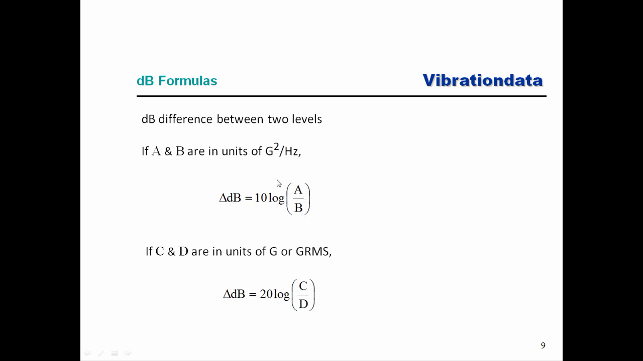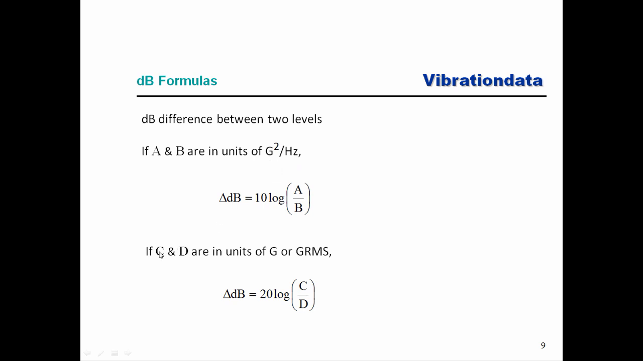And what's interesting about these sorts of logarithmic calculations, if A is greater than B, then this is going to be a positive decibel value. But if we switch those around, it's going to be the same number, only the polarity will change. So if we have A over B is 6 decibels, then B over A is going to be minus 6 decibels. It's kind of interesting how that works out.